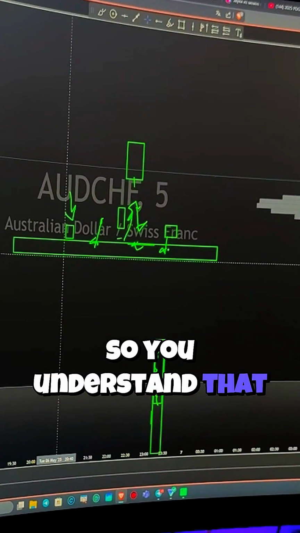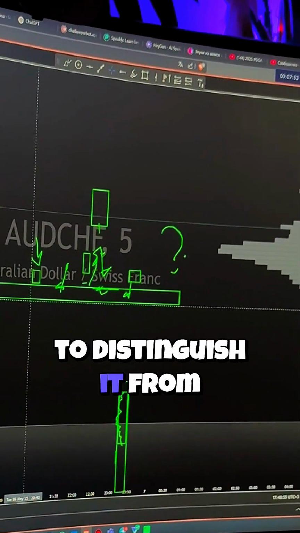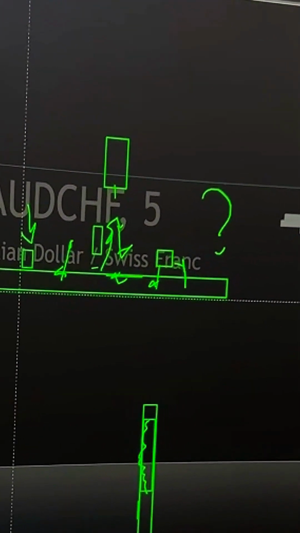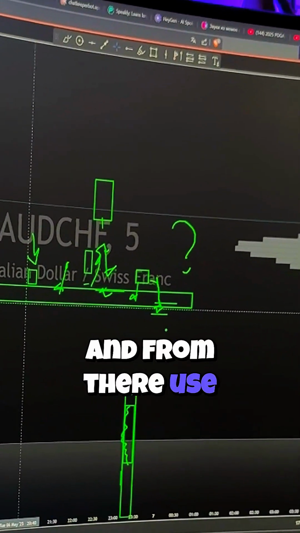Like here. So you understand that there are buyers in the zone, but the seller came here with a strong move for what purpose? To distinguish it from the zone? No, to take out the low, to make a new low. That's why there's a chance that it will keep pushing toward that low. And then I can take another entry point right before the very low. And from there, use a follow-up trade.